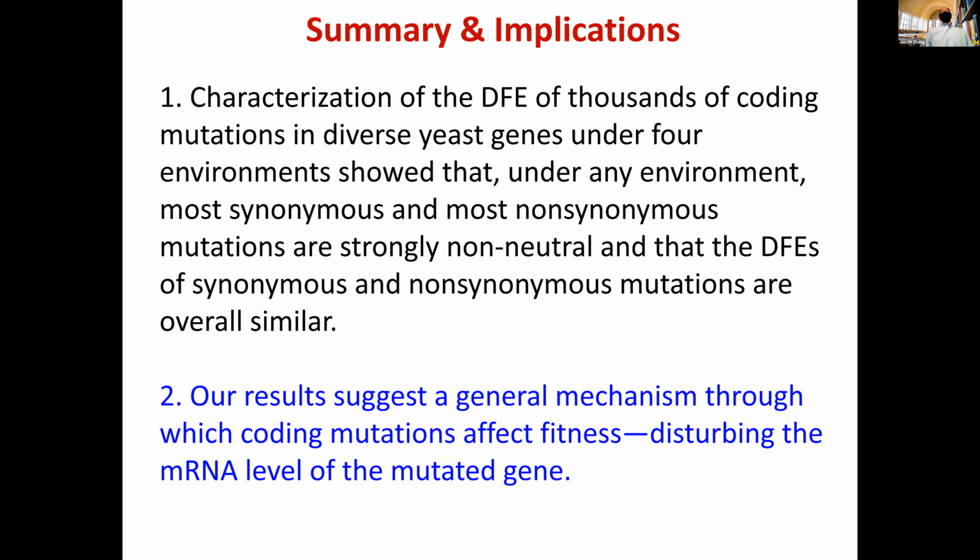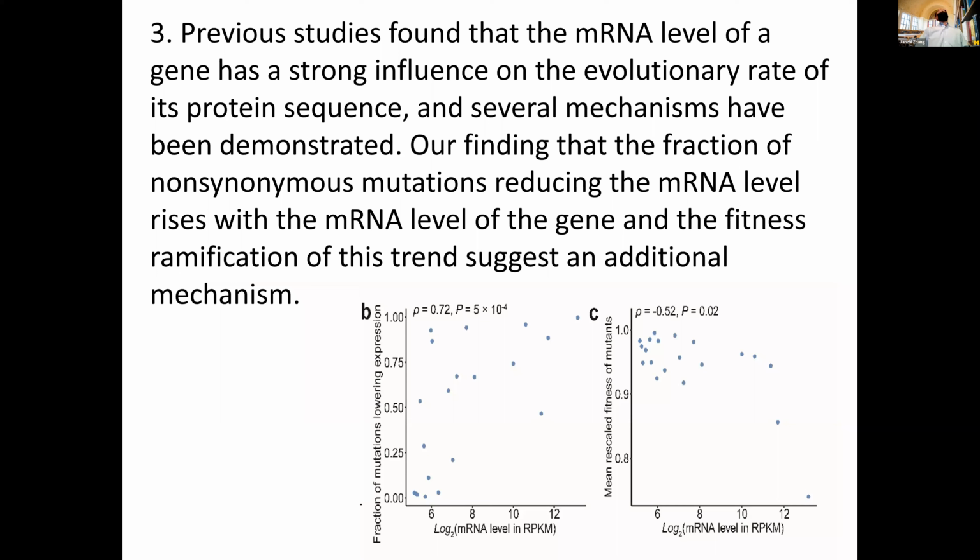Previous studies showed that the mRNA level of a gene has a strong influence on the evolutionary rate of the protein sequence. And several mechanisms have been demonstrated. And our results actually suggest a new mechanism. So I'll just explain the new mechanism here.